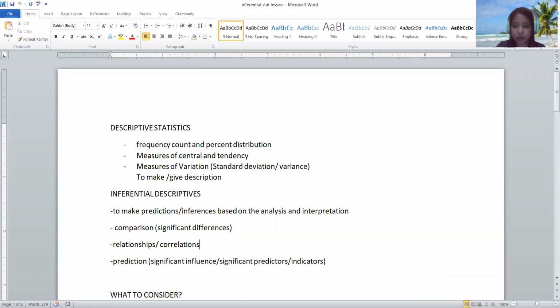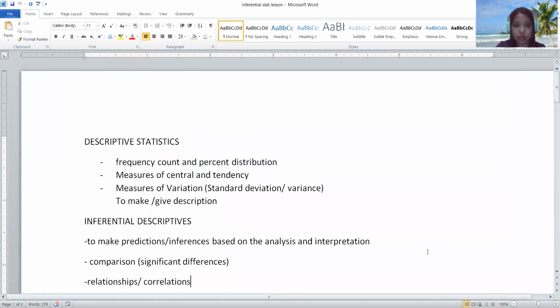Consider reviewing our past lesson. So last time, we mentioned that we actually have two divisions of statistics: the descriptive statistics, and the next one is the inferential statistics.